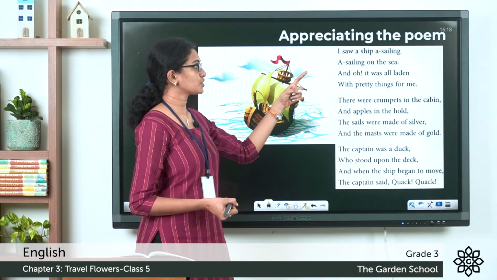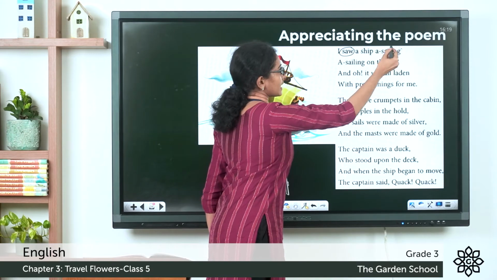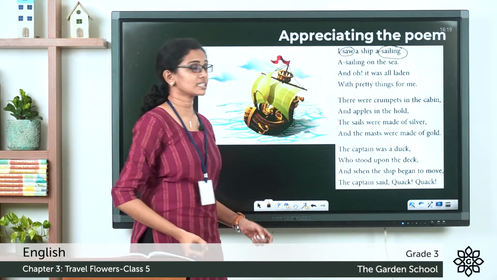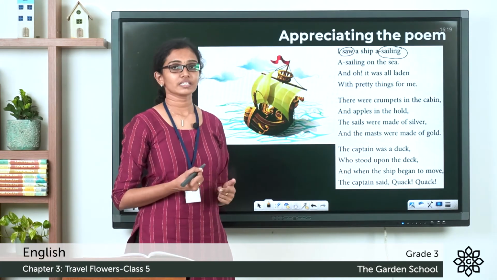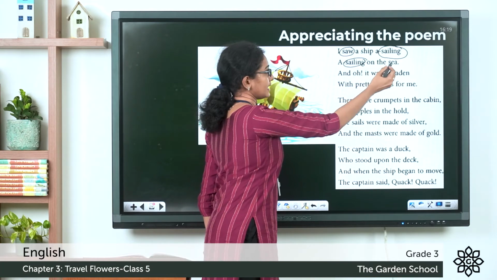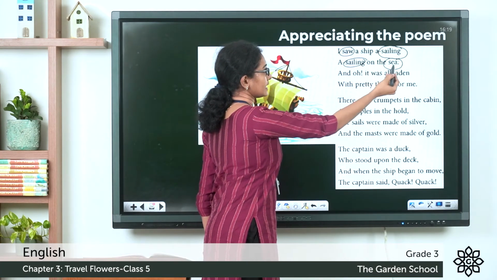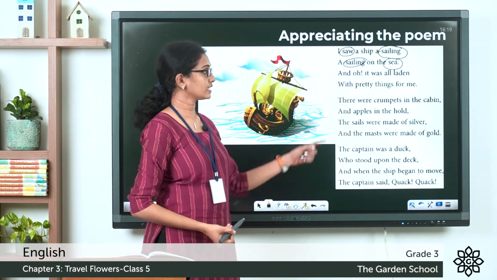Okay, so let's see the first line. I saw a ship a-sailing. So this word, saw and sailing, both these words start with the sound s. So that is an alliteration. Now let's see the second line. A sailing on the sea. Sailing, sea. Now, is there any alliteration in the third line?